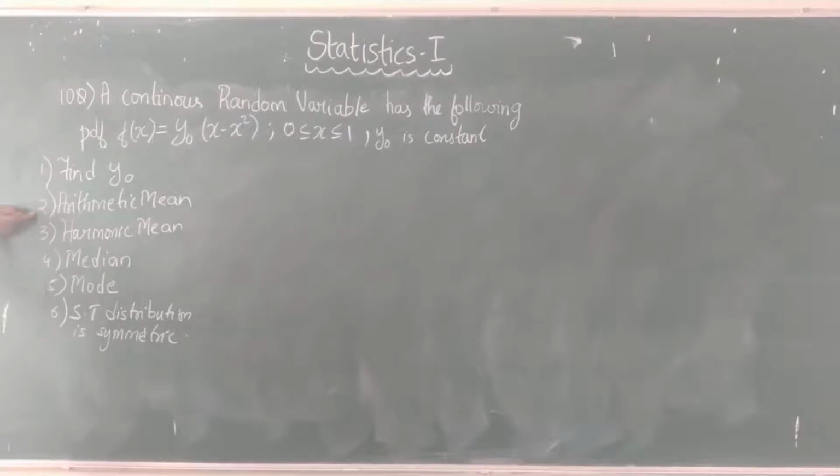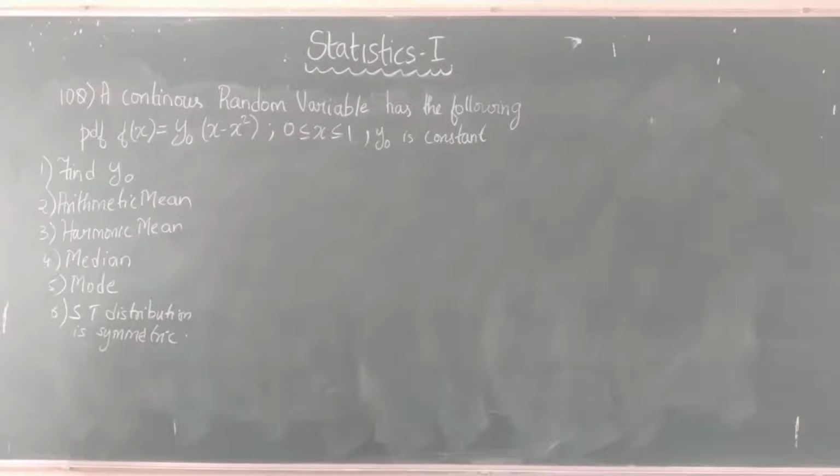First bit is find the constant. Second is find the arithmetic mean. We know the mean formula. Next harmonic mean. We have written the formulas, go through it. Next median. Next mode. And the last bit is show that the distribution is symmetric.